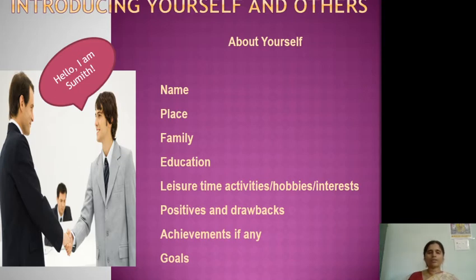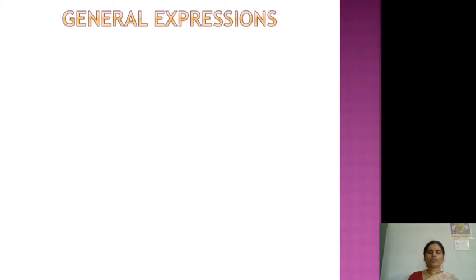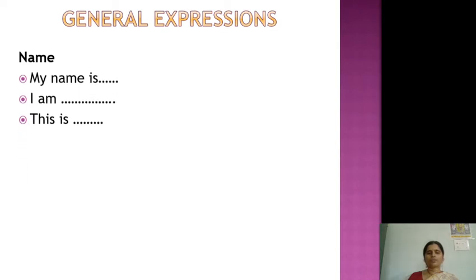Now, let us see what the general expressions are that you can use while you are introducing yourself. When you are referring to your name, what are the general expressions that you can make use of? So usually when you are referring to your name, you can say, my name is, for example, my name is Sirisha. It's a common expression and you can add your name. My name is so and so. I am so and so. This is so and so. These are the three expressions we can use when you want to refer to your name.